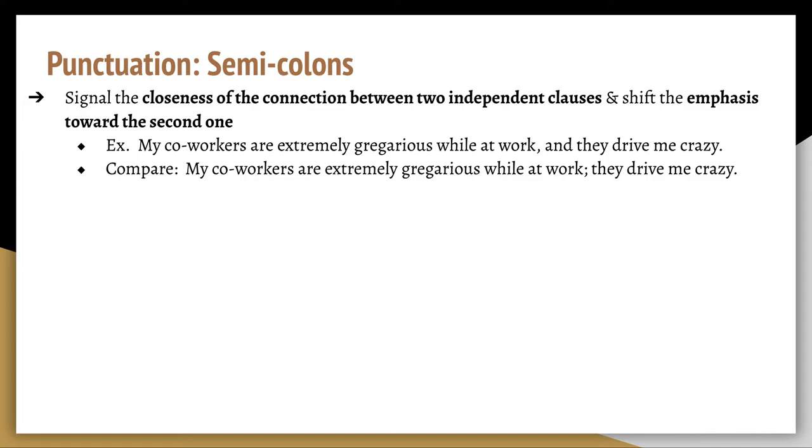In the first example, the two independent clauses feel balanced or equally important. The second example, with the semicolon, allows the writer to sound more direct and blunt with the shorter, punchier ending clause of, "They drive me crazy." Here we can see that a simple change in punctuation can help you alter the tone of your writing.